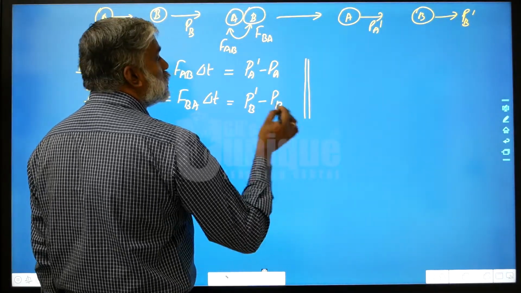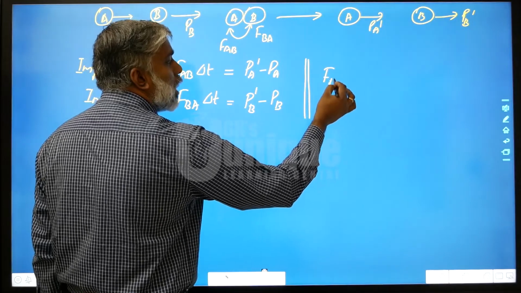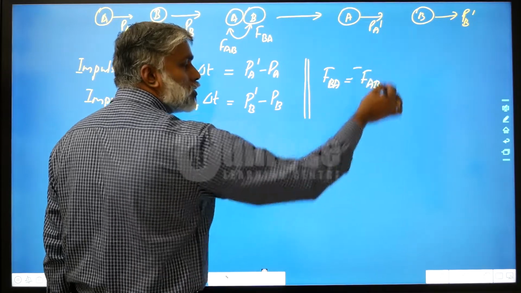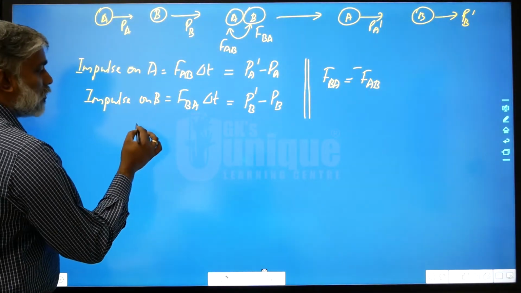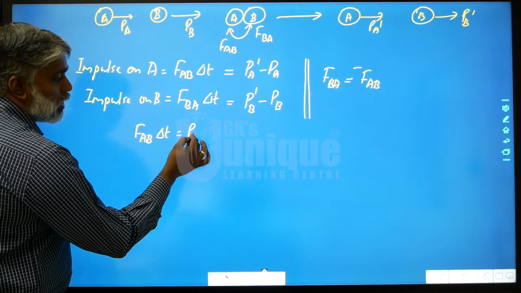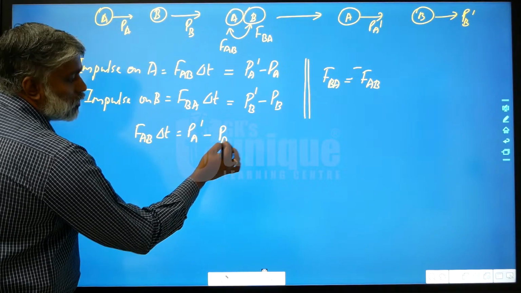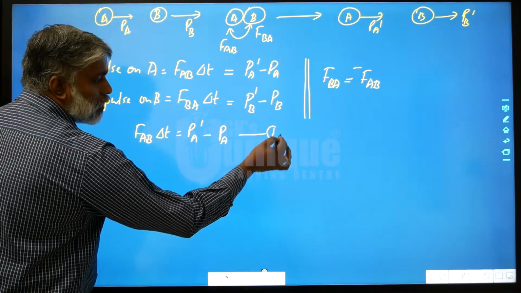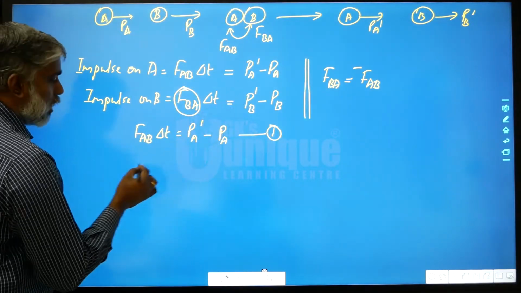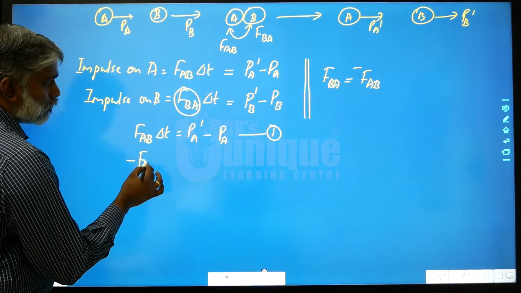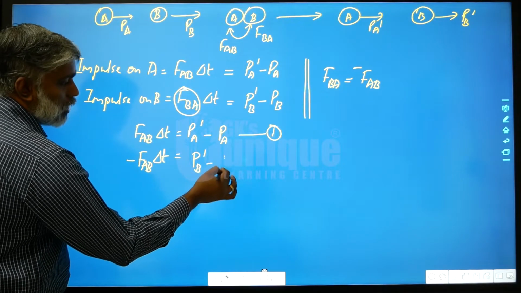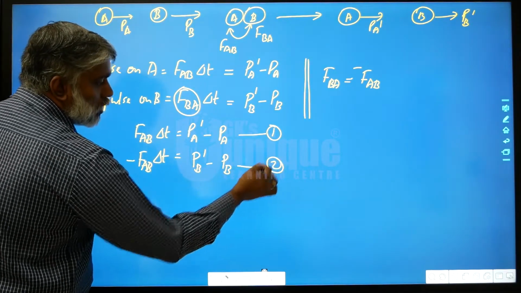See, you know FBA and FAB are equal and opposite. Okay. So I am writing the first equation as such. FAB delta t is equal to PA dash minus PA. So the first equation is written like that. Equation number 1. Then see, I must change this FBA. So what is the answer of FBA? It is equal to minus FAB. Then delta t is equal to PB dash minus PB. Equation number 2. So two equations we have.